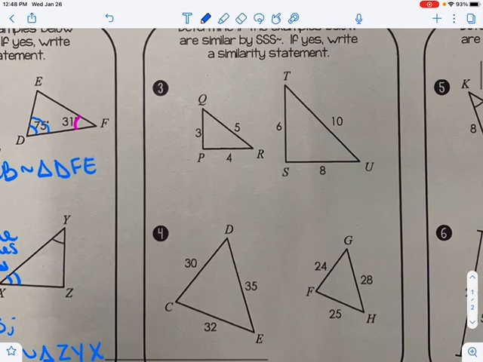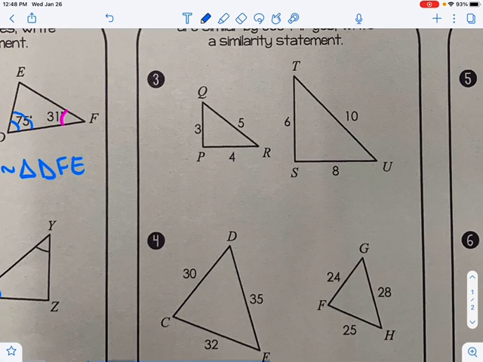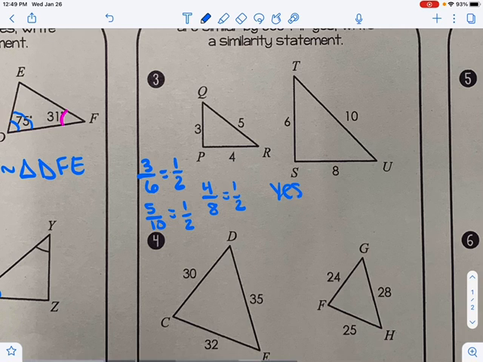This one kind of builds off of last set of notes where you have to have a scale factor. So you got to pair them up, short side with short side. So 3 and 6 pair up. 3 over 6 reduces to 1/2. Next, my longest sides are 5 and 10. Those reduce to 1/2. And the last set of sides I didn't use, 4 and 8. Those also reduce to 1/2. So yes, these are similar.